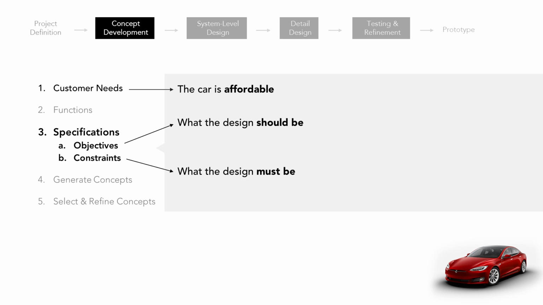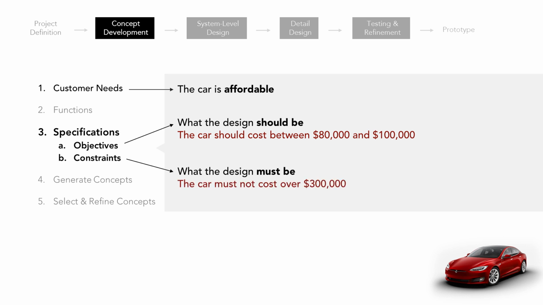For example, the design team could aim for a retail price between $80,000 and $100,000. But the project is not going to fail if the car ends up being $115,000. However, anything above $300,000 is a no-go zone because it totally misses the intended market. Often, those specifications can be determined by benchmarking competitive products in the intended market.